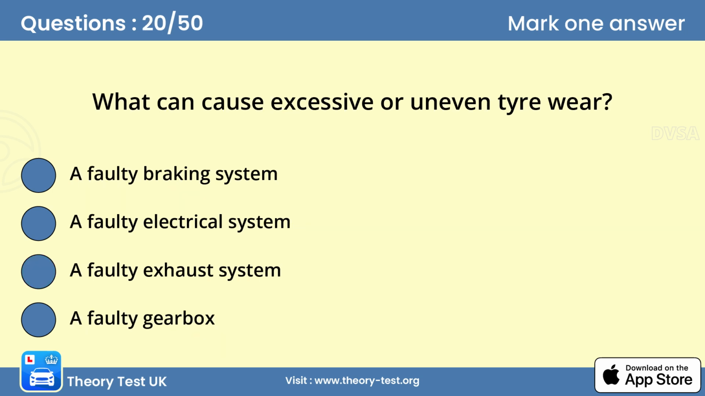Question 20. What can cause excessive or uneven tire wear? A. A faulty braking system. If you see that parts of the tread on your tires are wearing before others, it may indicate a brake, suspension or wheel alignment fault. Regular servicing will help to detect faults at an early stage, and this will avoid the risk of minor faults becoming serious or even dangerous.